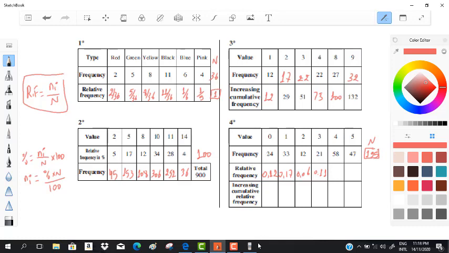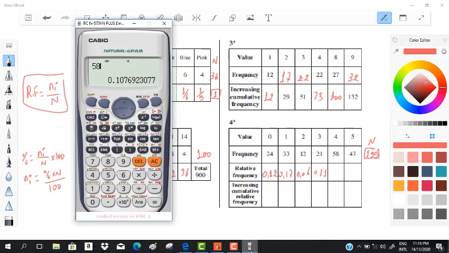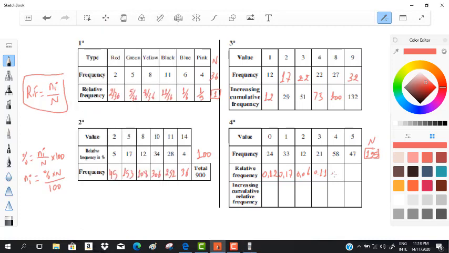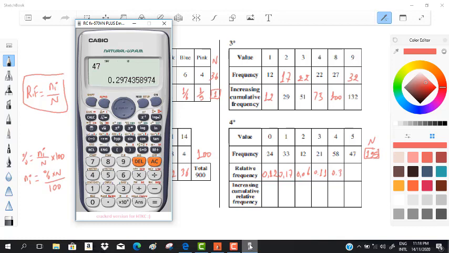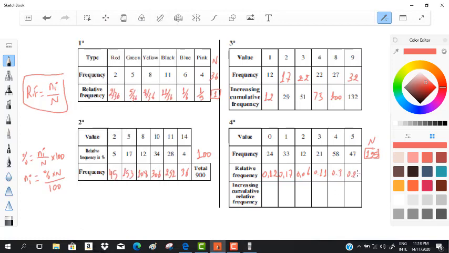58 divided by 195 is 0.297. I'm gonna write it as 0.30. Finally, 47 divided by 195, and the answer is 0.24. I'm gonna write it as 0.24. The total should be 1 or a number very near to 1. Maybe it won't be exactly 1 in this case. Why? Because some digits are missing after the point.